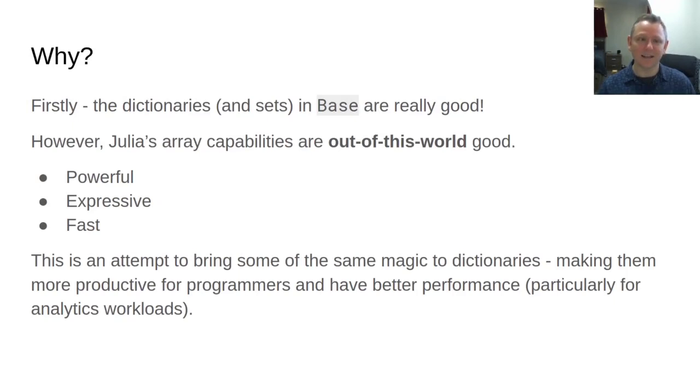Okay, so firstly, we should start with really saying that the dictionaries and sets in base are actually really good. They're well implemented. They're fast. There's actually lots of useful functionality, and you know, if you compare it to any other programming language, they're really great. Okay, but Julia's array capabilities are out of this world good. You know, Julia's arrays, they're powerful, expressive, they're fastest handwritten C code. Okay, so the idea here is attempt to bring some of this real magical capabilities that we have with arrays and bring them over to dictionaries. Okay, so that we can be a bit more productive and have better performance for analytics workloads.